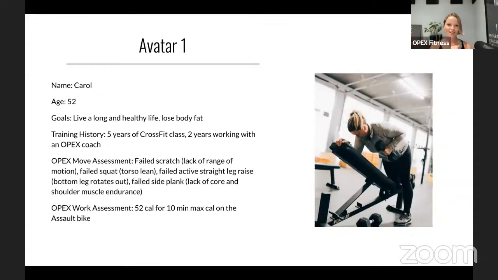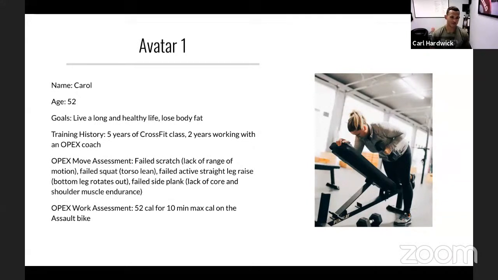So Carl, could you read off who this avatar is and give us these important details? Yeah, like word for word? Yeah, if you want to, you can add your own flair in. All right, cool. So we have Carol, not to be confused with Carl. Carol is 52 years old. Her goals are to live a long and healthy life and lose body weight.